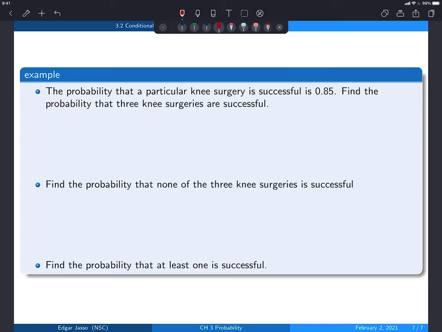So I'm going to do this by saying, the first one is simple, I guess. If I assume that the second surgery being successful or not is independent from the first surgery, and independent from the third one, this is going to be 0.85 for the first surgery, 0.85 for the second, and 0.85 for the third. And if you do those 3 multiplications, I think I have the number here. It should be 0.614.